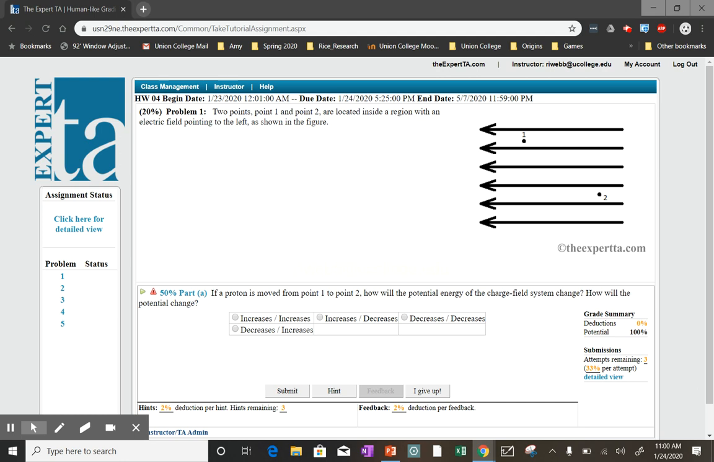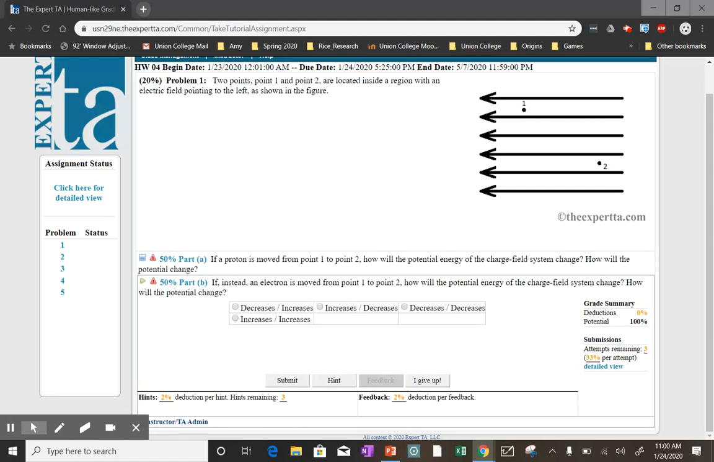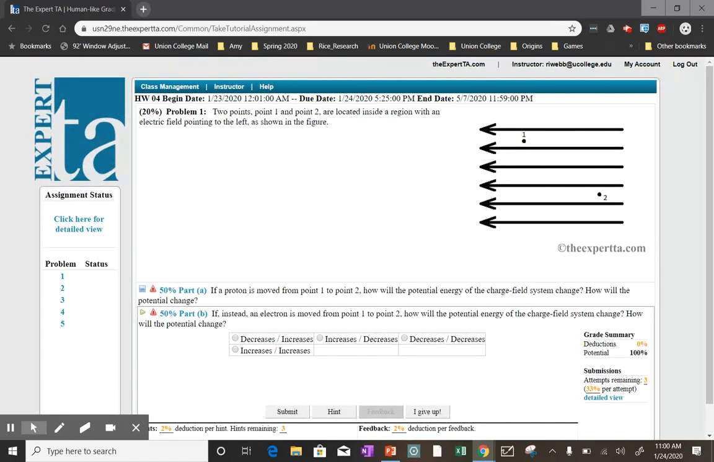Okay, some students said they didn't know how to start question number 1 in the homework. Is that correct? No, I just don't understand the reasoning behind the reason. Yes. Okay, so let's look at this. There are 2 sections to it, 2 points, point 1 and point 2.